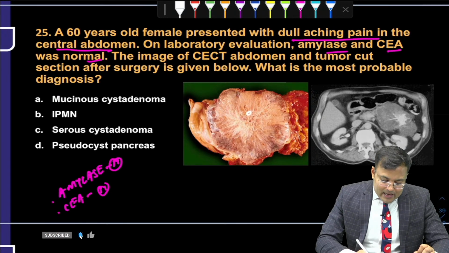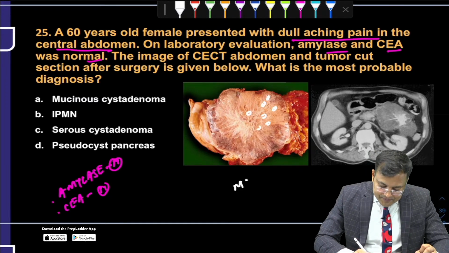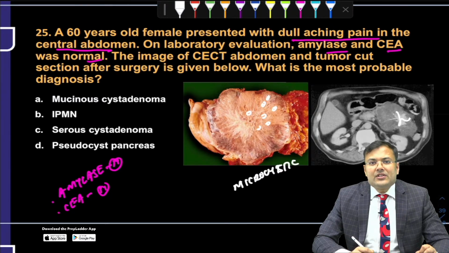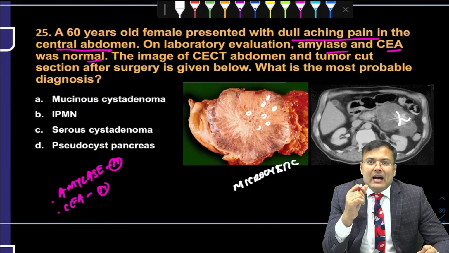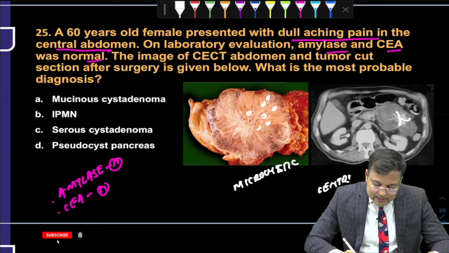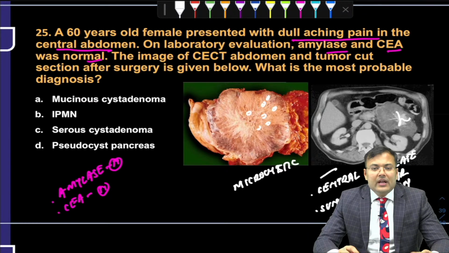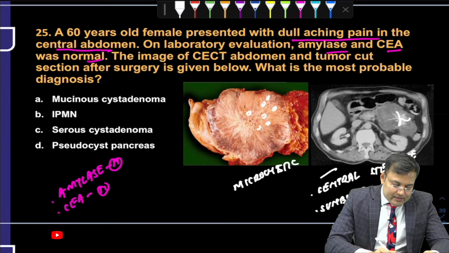How can you see that? There are microcysts, small cysts. This is microcystic. And if you see the CT finding, what kind of calcification is there? There is a central stellate scar or sunburst calcification. So a central stellate scar or sunburst calcification is seen. This is serous cystadenoma. So what is the correct answer? Serous cystadenoma.